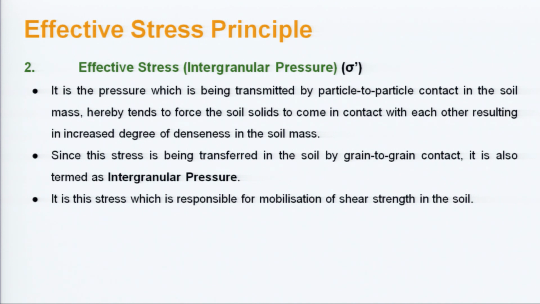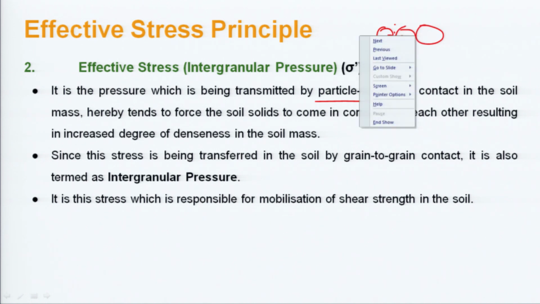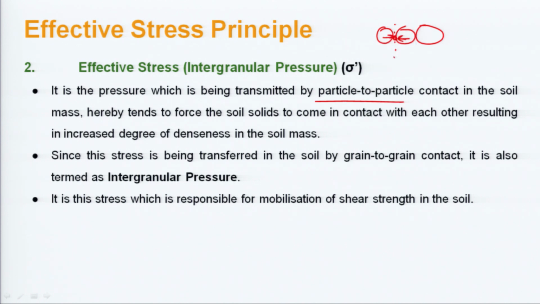So, see here, we will now talk about this effective stress, that is the intergranular pressure, which is the pressure being transmitted by particle to particle contact in the soil mass. So, particle to particle contact, let us say this is a soil solid here. Each particle will have some value at this contact point. So, at this contact surface, what is the pressure being exerted by each grain on the different grain?